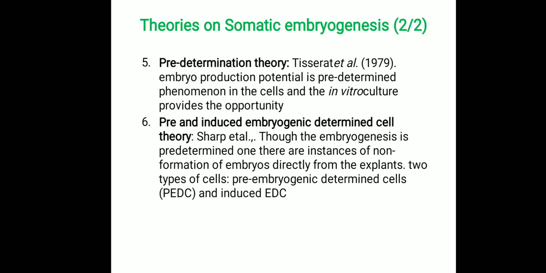The fifth theory is the predetermination theory proposed by Tisserat et al. Embryo production potential is a predetermined phenomenon in the cells, and in vitro culture provides the opportunity for the formation of embryos. And the last theory is the pre-embryogenic and induced embryogenic determined cell theory. Sharp et al. proposed this. Though embryogenesis is predetermined, there are instances of non-formation of embryos directly from the explants. Two types of cells are proposed in this theory: pre-embryogenic determined cells and induced embryogenic determined cells.